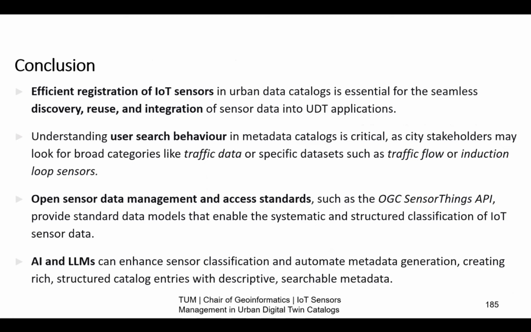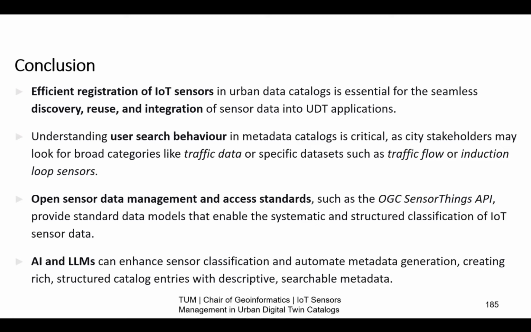And also we have to consider how users search for data in the metadata catalogs. Take for instance, if a user is looking for traffic data, they might use broad search terms such as traffic data, or they might be more specific, like traffic flow, or search for this data using induction loop detectors, radar, cameras. So we have to understand how users search for this information.